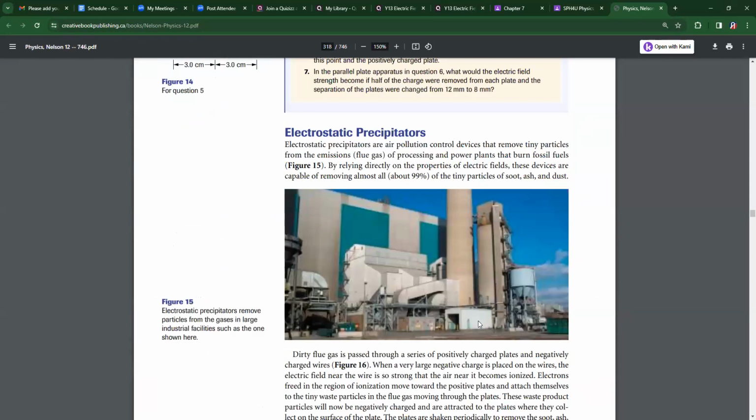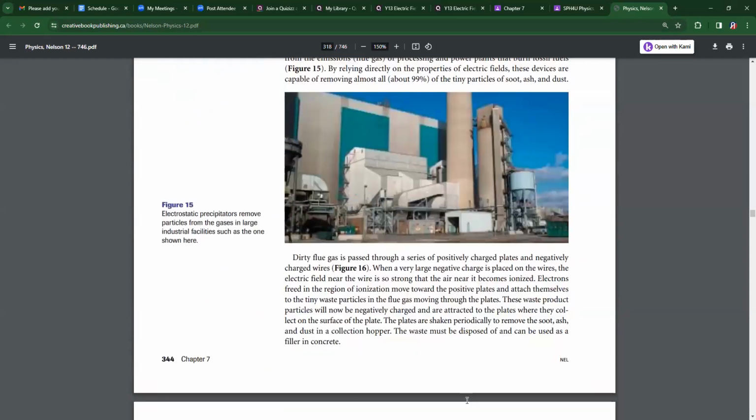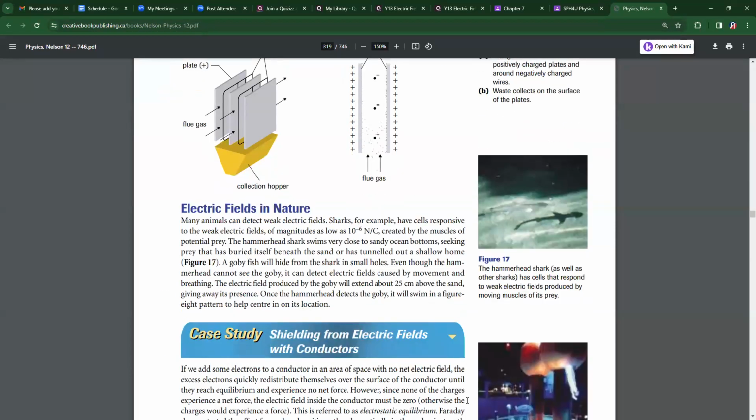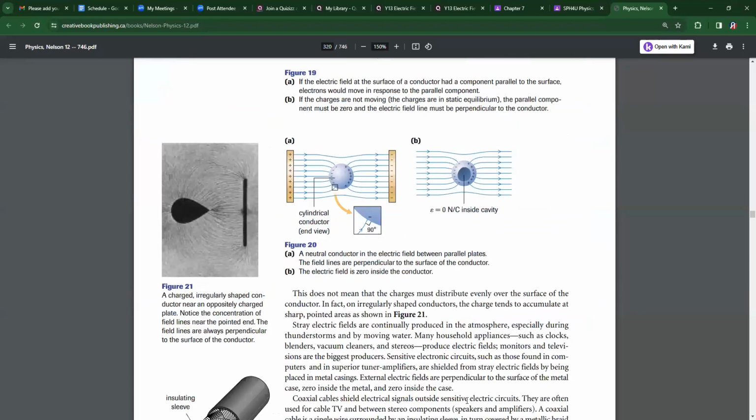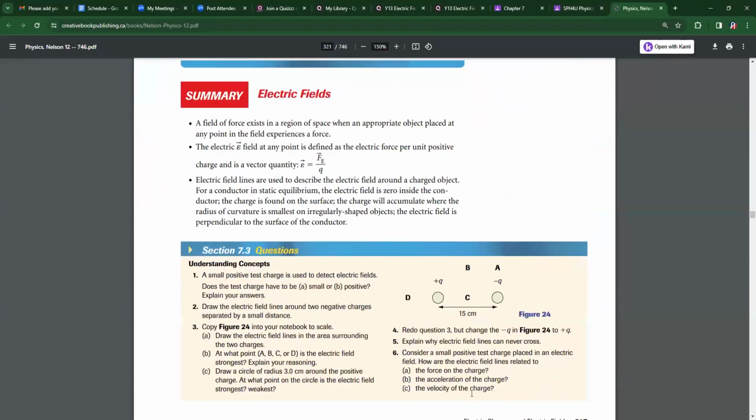Okay, an application of electric fields: electrostatic precipitators. They clean the air, so it's good for the environment. They remove particles from the gases in large industrial facilities. Okay, so the summary for 7.3: what is an electric field? It exists in a region of space where you have some charges. You calculate it as force over charge, and that gives the electric field at any point.